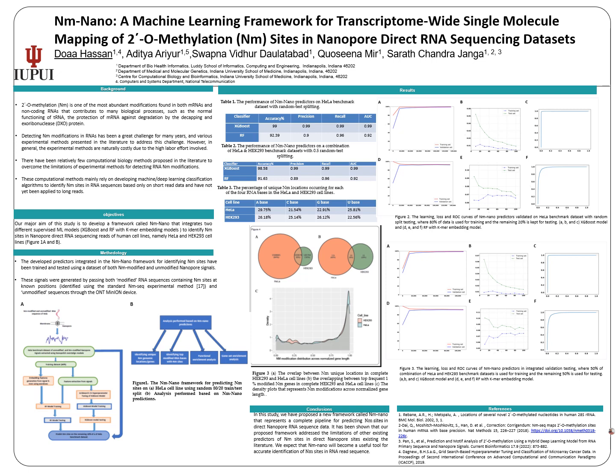The background of this study comes from that 2'-O-methylation is one of the most abundant modifications found in both mRNA and non-coding RNAs that contributes to many biological processes such as normal function of transfer RNA and the protection of mRNA against the degradation by the capping and the XO proteins.